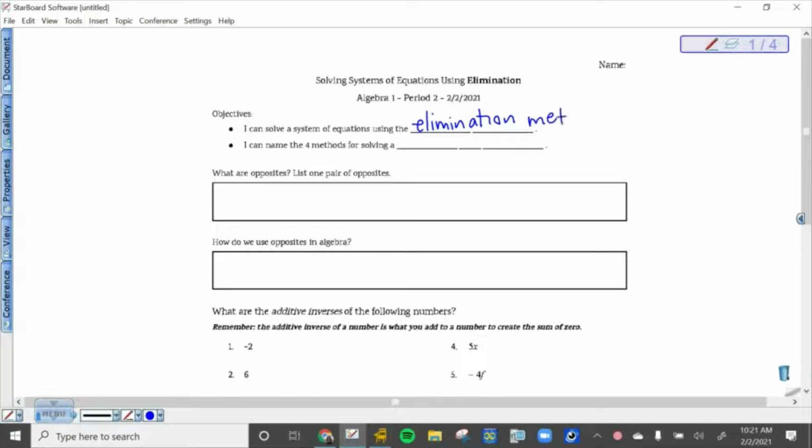And what's our other objective? Systems of equations. I can name the 4 methods for solving a system of equations.